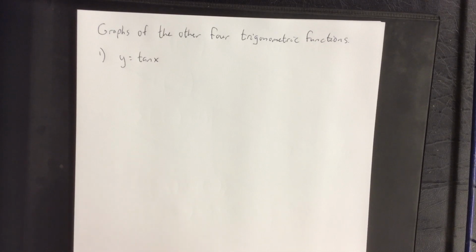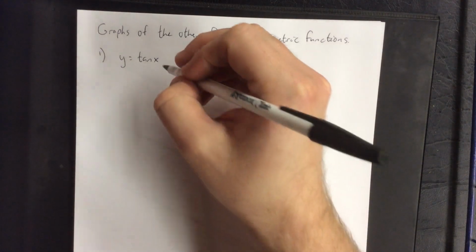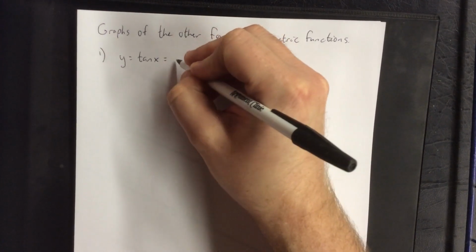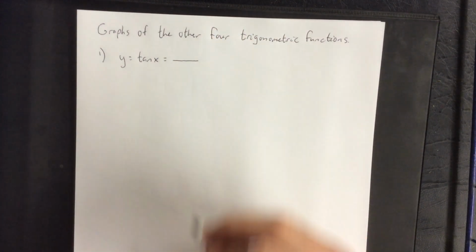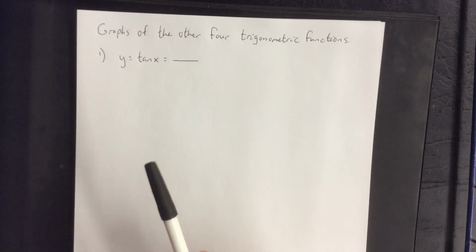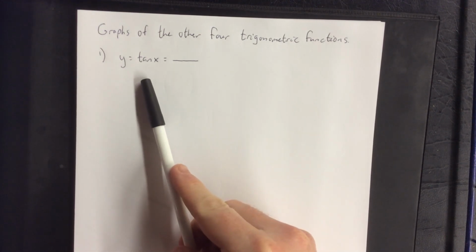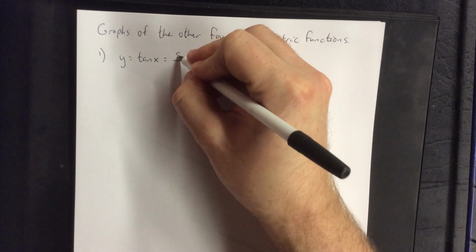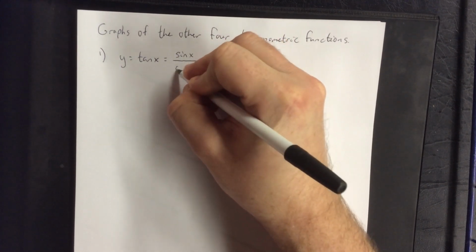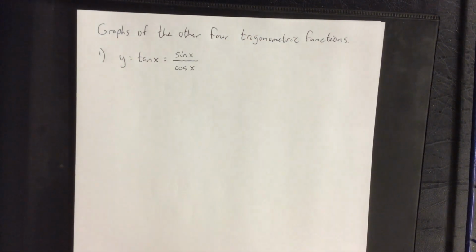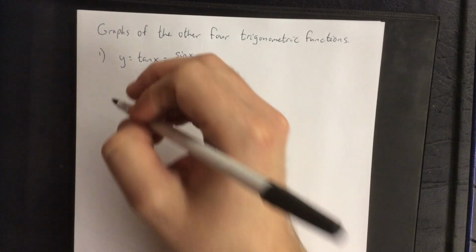Now, in order for us to analyze these four graphs, what I intend for us to do is use our basic identities, our fundamental identities, to turn each of these four trigonometric functions into sines and cosines. So for example, the quotient identity for the tangent function lets us know that the tangent of x is equal to the sine of x over the cosine of x.